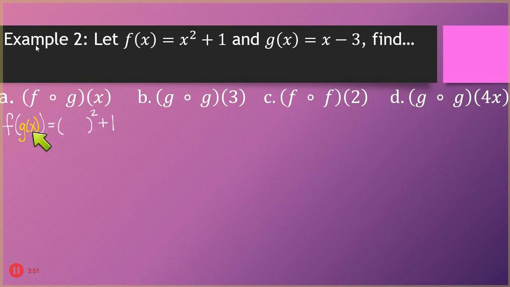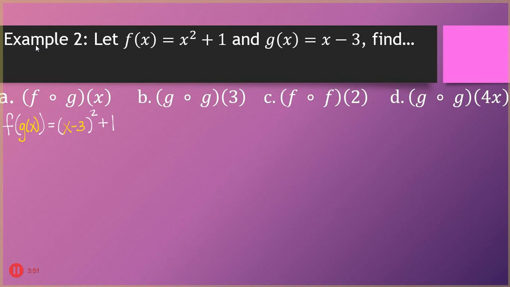So what this means is I'm taking my g of x function and putting it in place of x in the f function. Well, my f function says x squared plus 1, and I always like to start by making a skeleton of my function and replacing x with parentheses. And that's why I put parentheses squared plus 1. Now what goes inside of the parentheses is g of x. So that would be x minus 3.